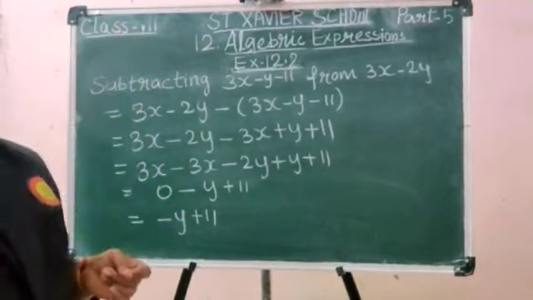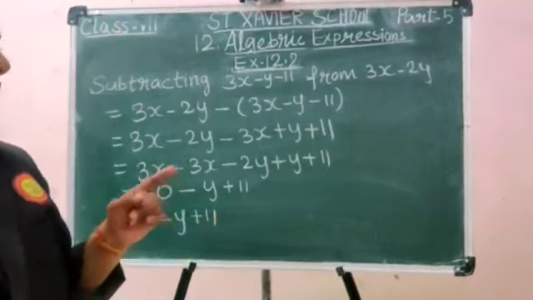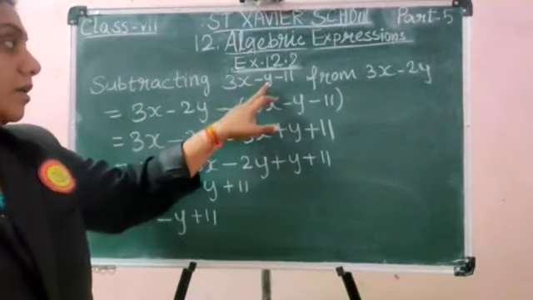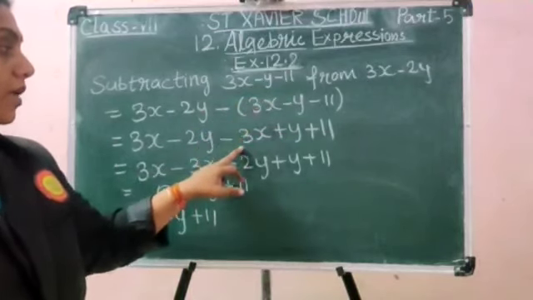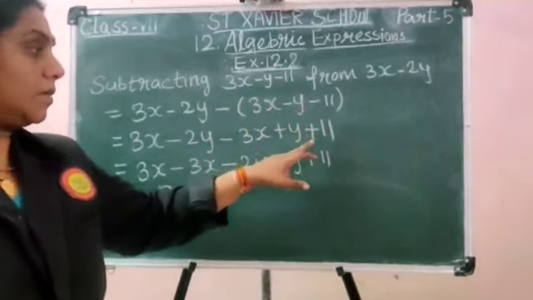Now subtracting 3x minus y minus 11 from 3x minus 2y. So 3x minus 2y minus of 3x minus y minus 11. So minus into 3x is minus 3x. Minus and minus will become plus, so plus y. Minus into minus plus 11.